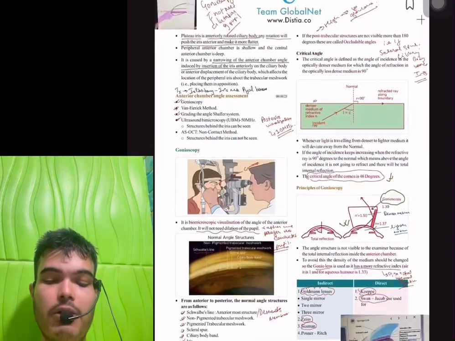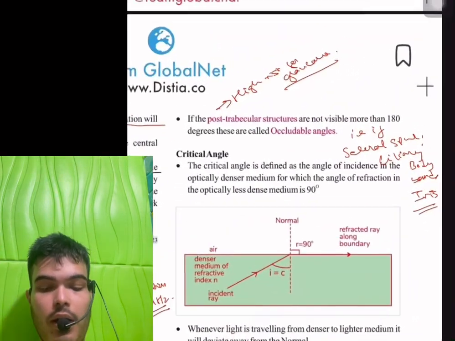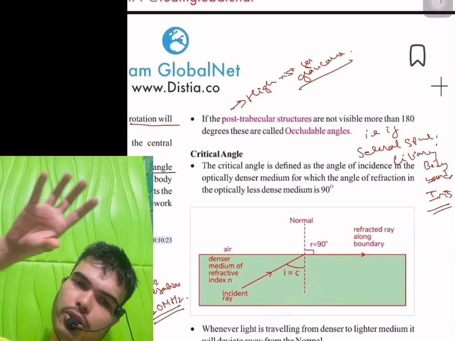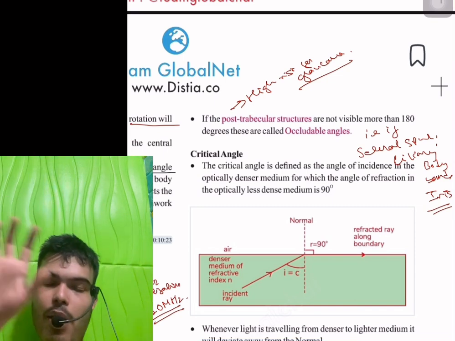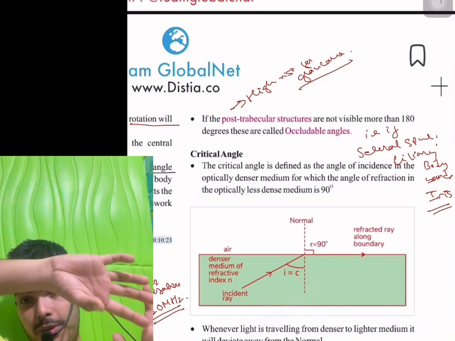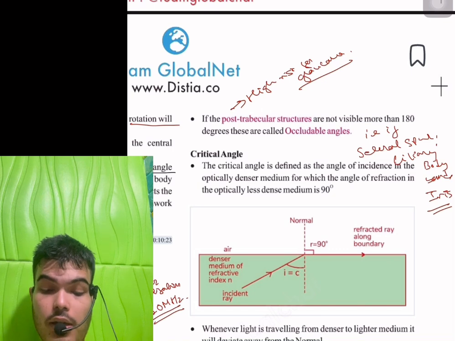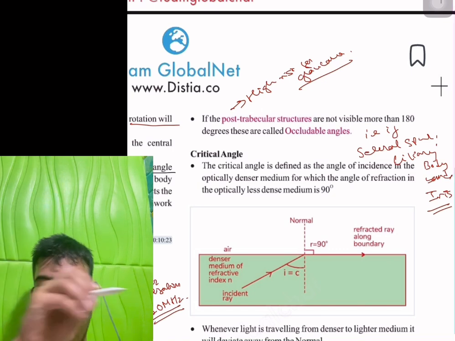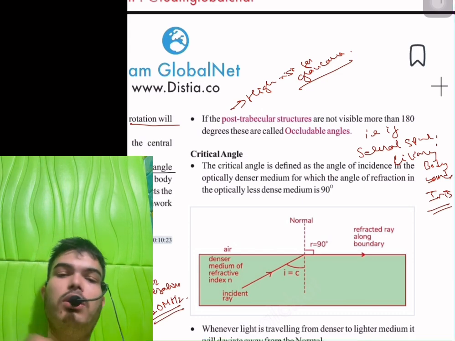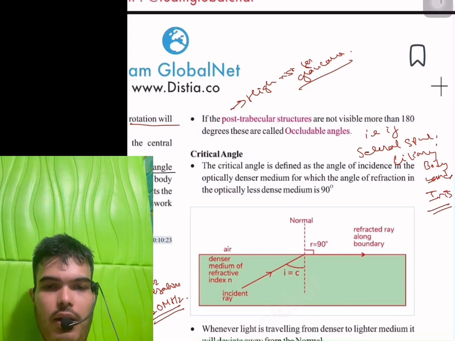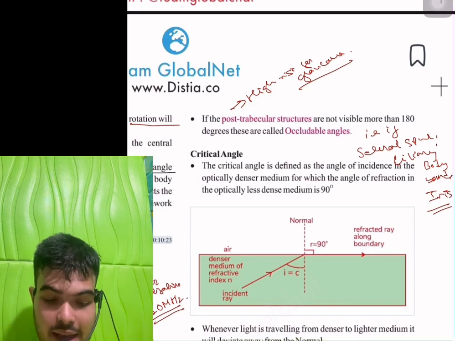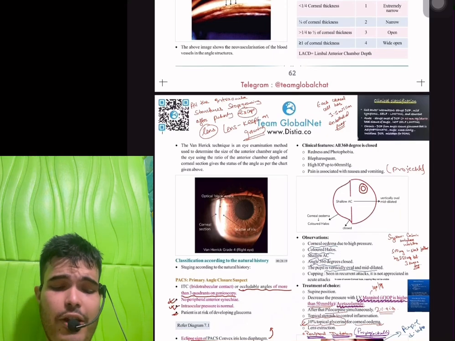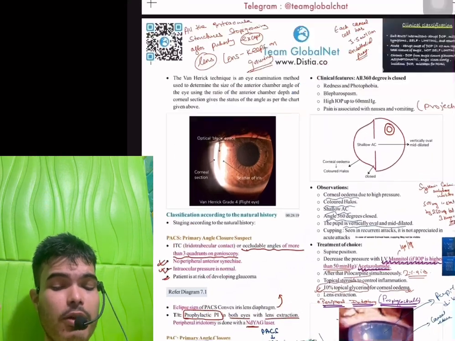So if the posterior trabecular structures are not visible for more than 180 degrees, right? So you just look into the 180 degrees all over, and if for more than 180 degrees the posterior trabecular meshwork is not visible, that is known as an occludable angle. So if it's divided into 4 quadrants, 1, 2, 3, 4. If more than 3 quadrants of occludable angle are there, with no peripheral anterior synechiae and no raised IOP, so iridotrabecular contact is there.